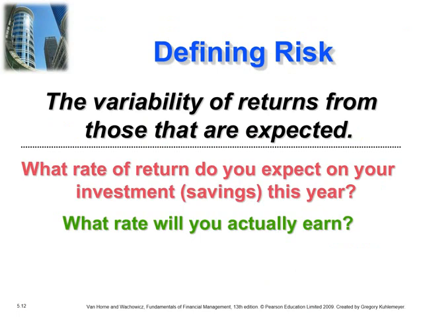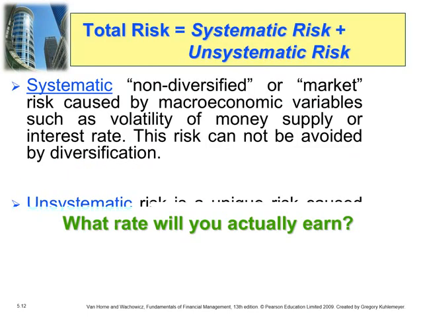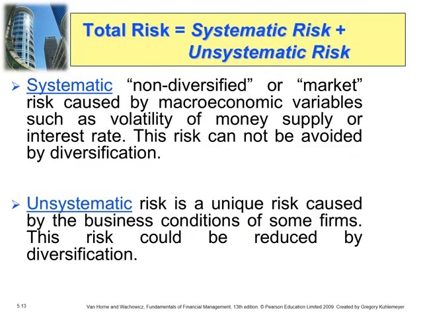Second, defining risk. The variability of returns from those that are expected is the risk. What rate of return do you expect on your investment this year, and what will you actually earn? The difference between them is the risk. There are two types of risk: systematic risk and unsystematic risk. What's the difference between them?